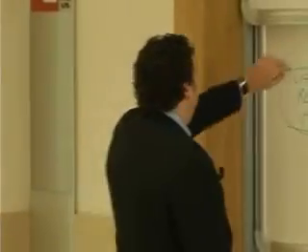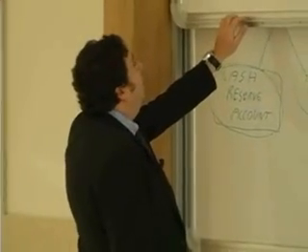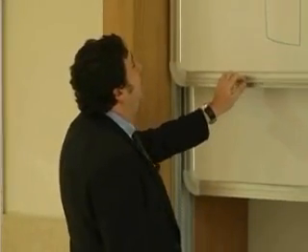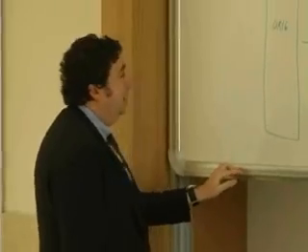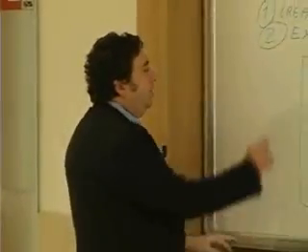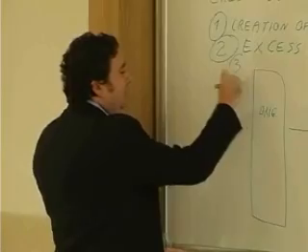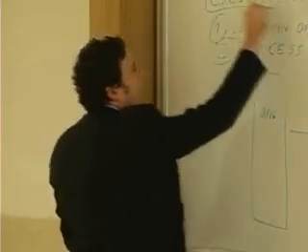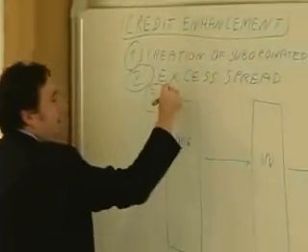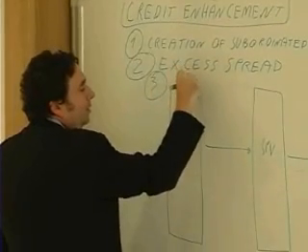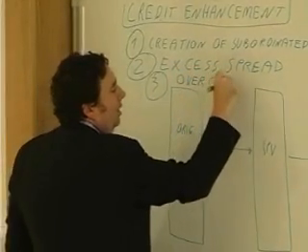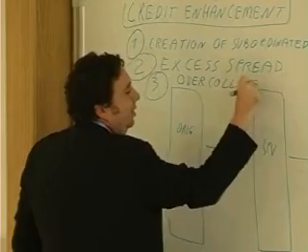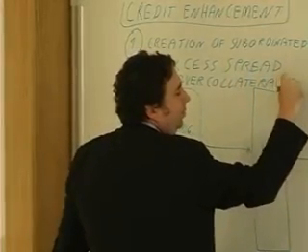So, the second mechanism is the excess spread. We've got the third mechanism of creation of credit enhancement, which is the over-collateralization.